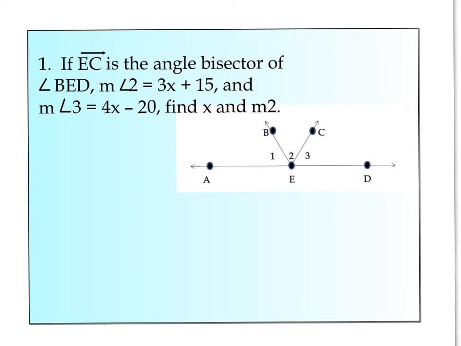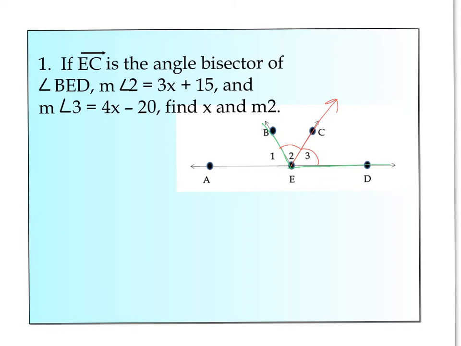Alright, so ray EC starts at E and goes out towards C. Here it is in red. That is the angle bisector of angle BED. So here's BED, I just traced it in green. That gets bisected by the red ray. And so in other words, angle 2 and angle 3 have to be equal in size.